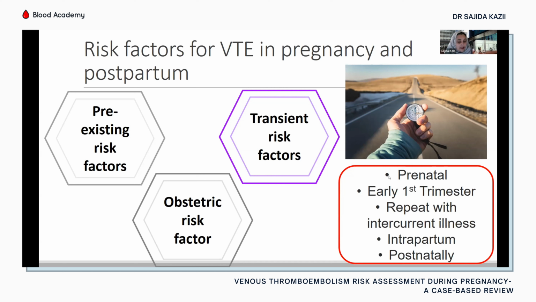A prenatal period, I do mention, and as we will go through this presentation, I think counseling women who are considered to be at risk of VTE during pregnancy is really important, and so they should be aware about that. And definitely early trimester repeat with any intercurrent illness, any admissions that women have. We will look at some of the cases that came out of Embrace, and reflecting how recurrent assessment of women is really important, intrapartum assessment and postpartum assessment.